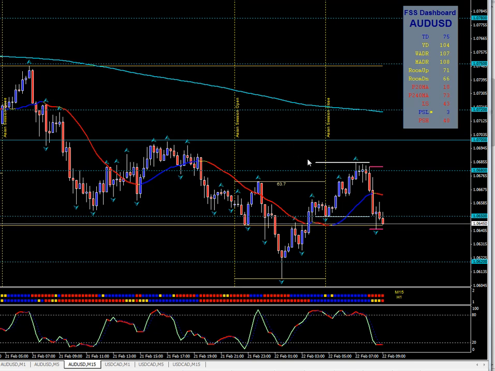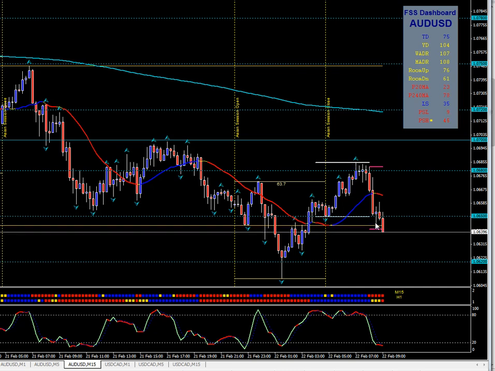Now, this indicator here, which is there and there, is the levels indicator, a new indicator of mine, which indicates the 4-hour high, 4-hour low, and also indicates the 1-hour high and 1-hour low. Also shows you here yesterday's high and yesterday's low. These are very important for support and resistance.